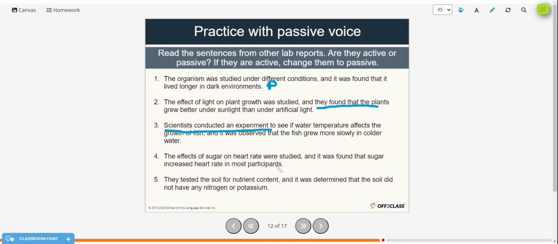The effects of sugar on heart rate were studied, and it was found that sugar increased the heart rate of most participants. Both of those are passive. And they tested the soil for nutrient content, and it was determined that the soil did not have any nitrogen or potassium. So this first part is active. So we would have to change that to the soil was tested for nutrient content.